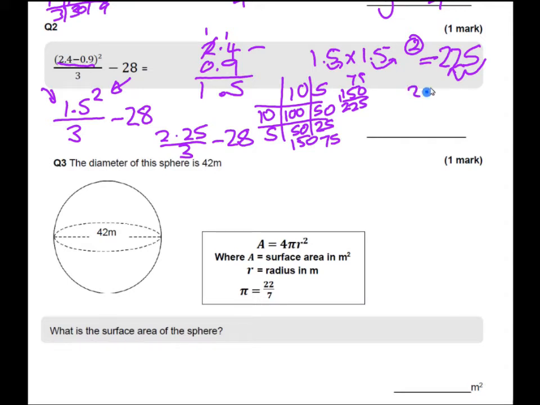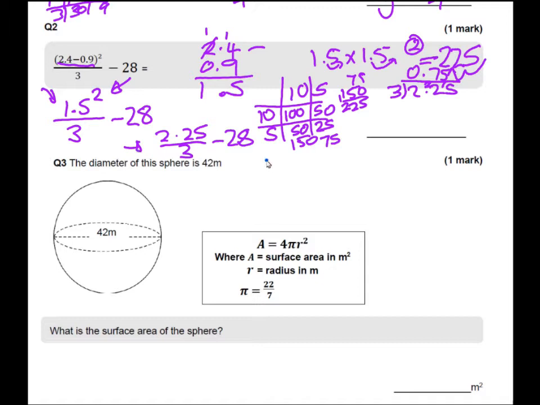So 2.25 goes in the bus stop, 3 goes on the outside. 3 doesn't divide into 2. Take the 2 across, not forgetting to put your decimal point on your answer line. 3 goes into 22 7 times, which is 21, remainder 1. And then 3 goes into 15 5 times. So the outcome of 2.25 divided by 3 is 0.75.